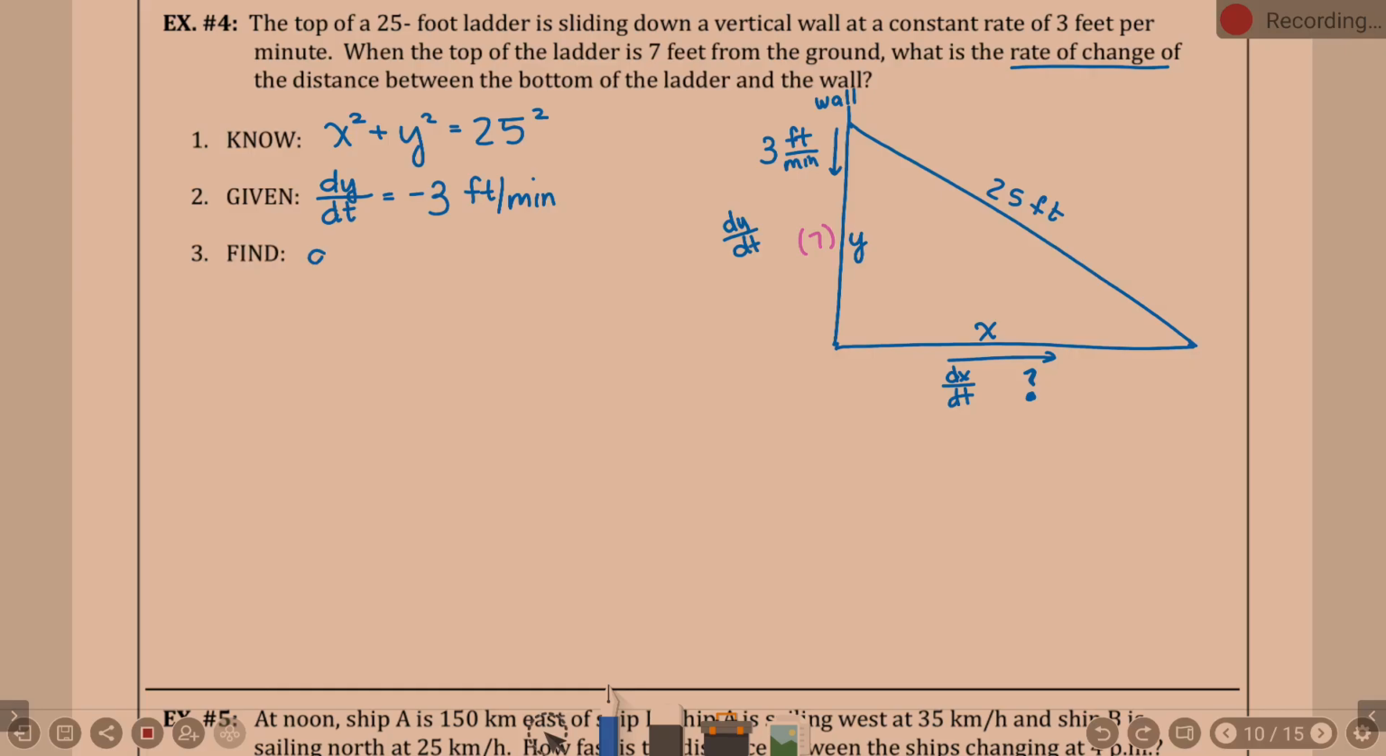What is dx/dt when, what do we know? y is 7, because that was the length they gave us, and that is 7 feet. Okay, we've got our known, our given, our find, and we drew a picture. Let's do this.